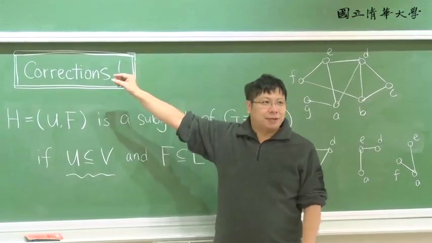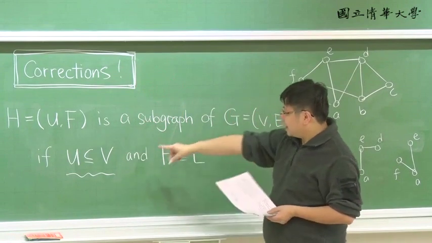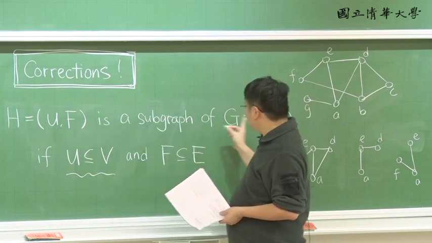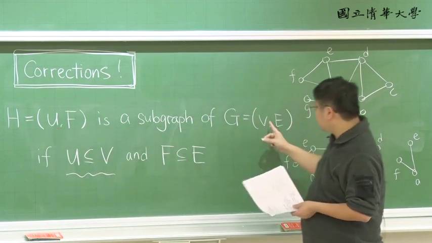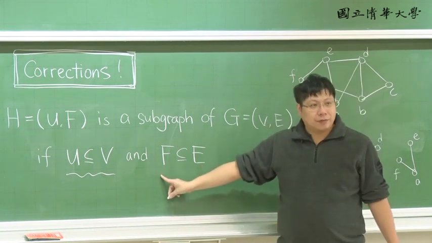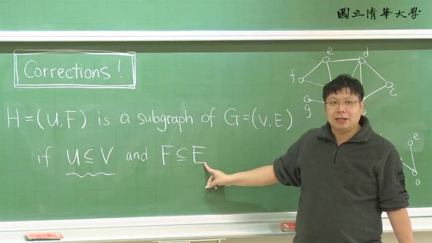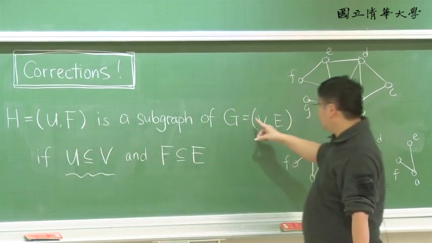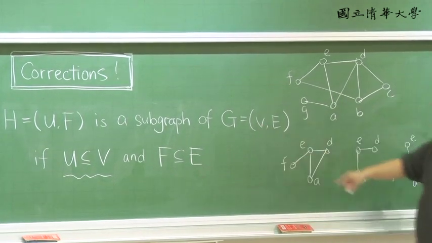This is the correction about the definition of subgraph. We say H is a subgraph of G if the set of vertices of H is a subset of the set of vertices in G, and also the set of edges of H is a subset of the edges of G. Is that okay? So we don't need to have the vertex set be the same in both graphs. So let's have an example.